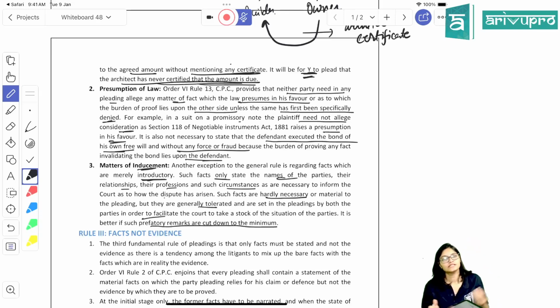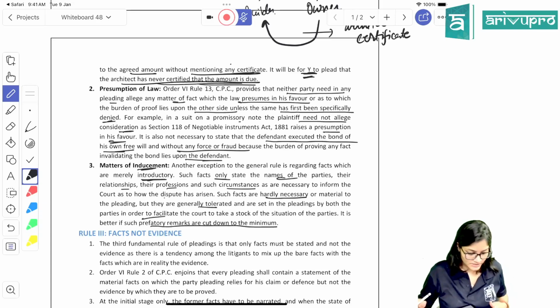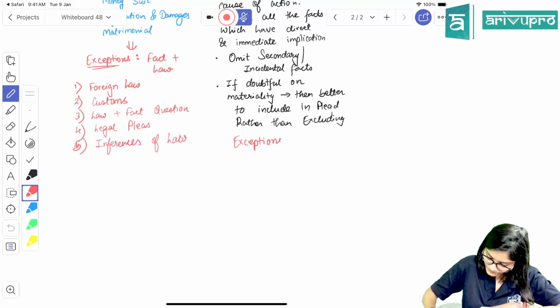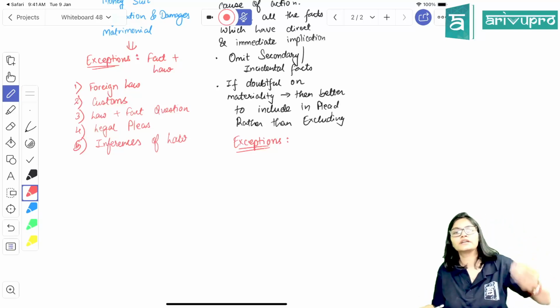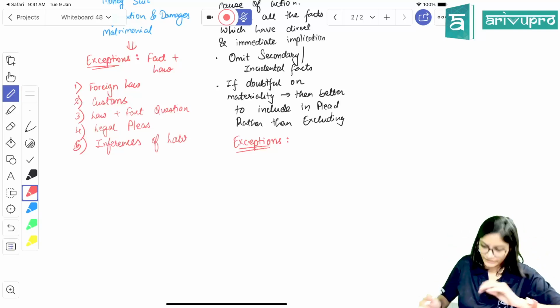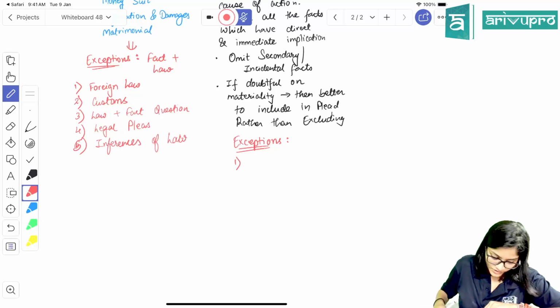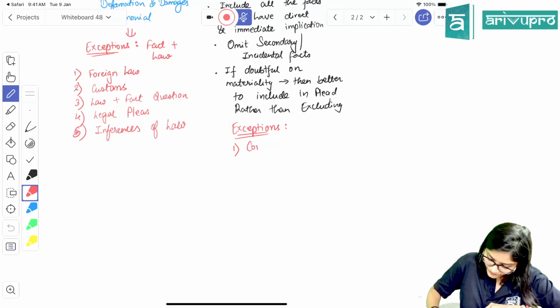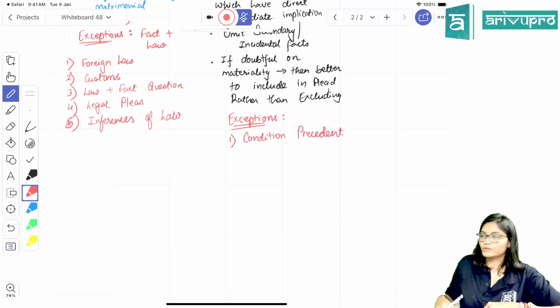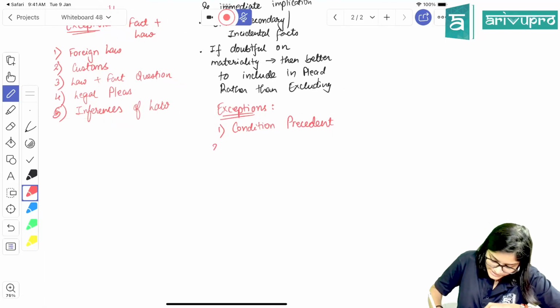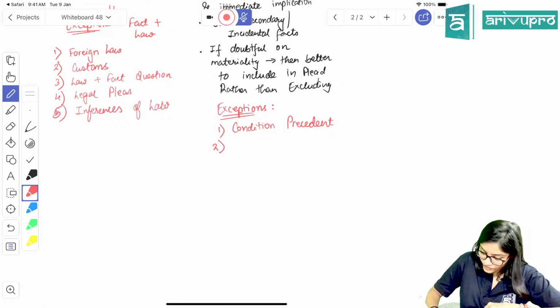Then, so these are some exceptions. Exceptions of what? That what material facts are not needed, that you don't include, then also it's fine. Right? First one, what is the exception? Condition precedent. I will not include it in my plaint. If you include it, you have the problem. Second, presumption of law.